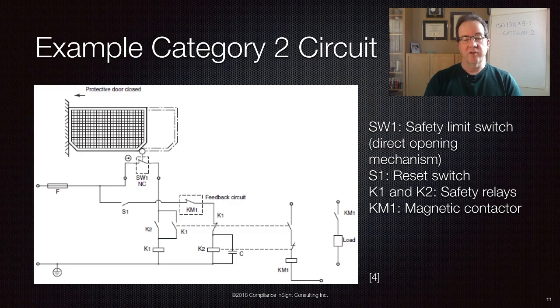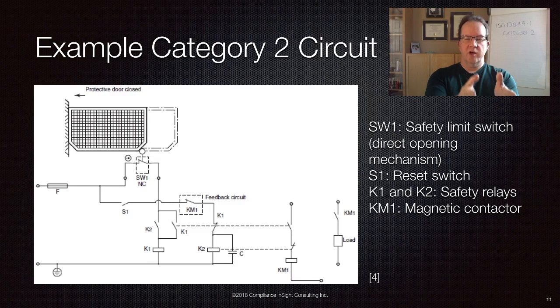Okay. You'd also have to look at mechanical failures in SW1, and there's not really any good way within Category 2 to detect that. So after you do your FMEA and you come up with all of the various failure modes of all the components that you're using in your system, you can then determine what the diagnostic coverage is overall.